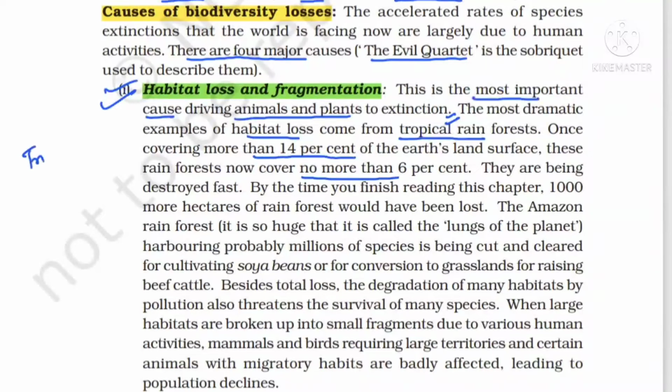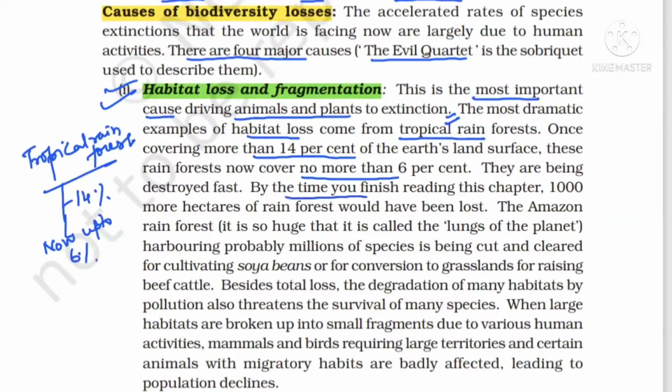So the tropical rainforest, which earlier occupied 14% of the land area, is now reduced to only 6%. This much it has been reduced, and it is going on at such an alarming pace right now. They say that by the time you finish reading this chapter, 1,000 more hectares will be cut off. Is it clear? It is going on that fast.